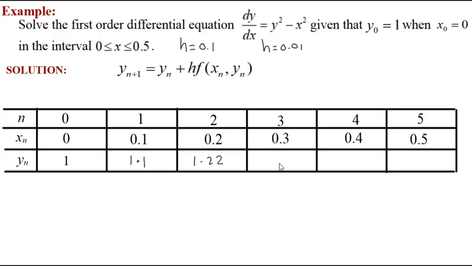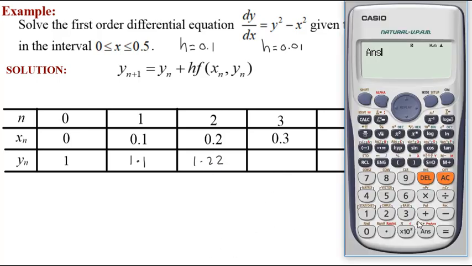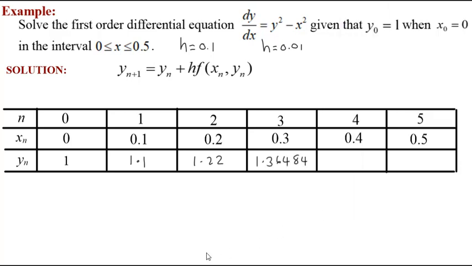The next thing is to calculate y3. Then we get our answer, which is y2 plus 0.1 multiplied by f, which in this case y2 is 1.22 squared minus 0.2 squared, which gives us 1.36484. Then now we calculate y4.